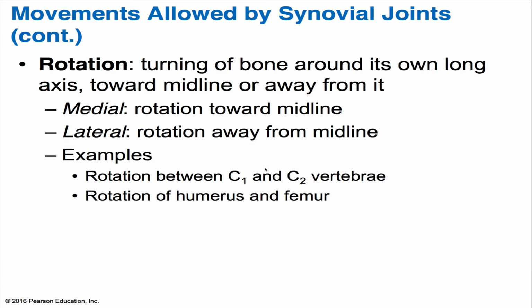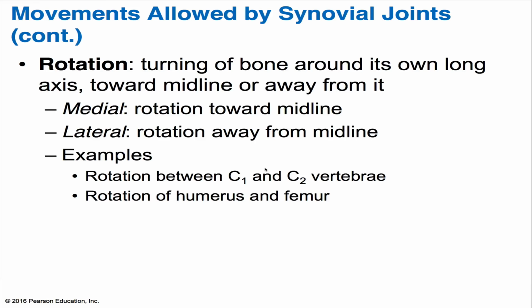Now, rotation happens when you're turning a bone on its long axis towards the midline or away from it. We have medial rotation, that's towards the midline, and lateral rotation, away from the midline. Examples of this are rotation between your C1 and C2 vertebrae, which is a very good example, and also rotation of the humerus. If you're standing with your arms hanging at your sides, and you rotate your humerus so your elbows are pointing laterally, that would be an example of rotation of your humerus. And you can do the same thing with your femur.